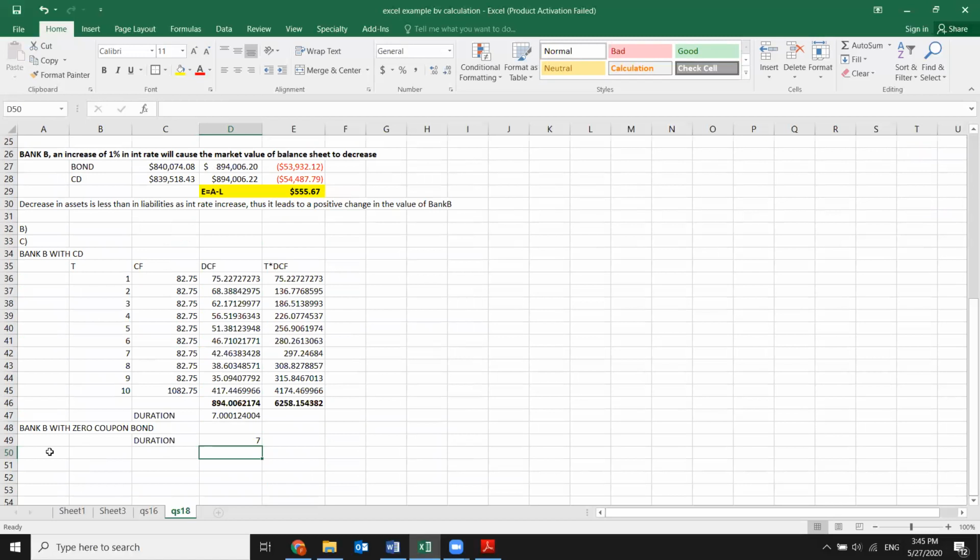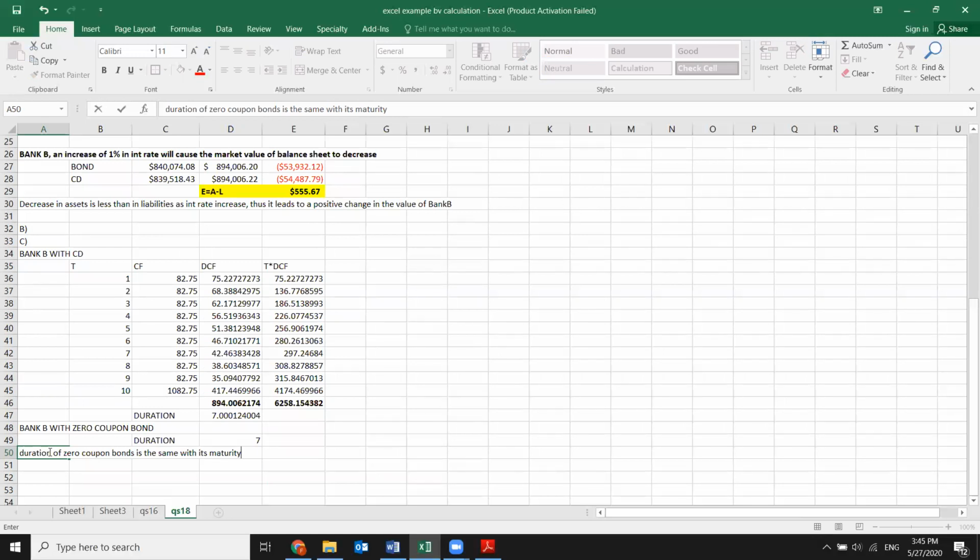Let me write the explanation for you to keep in mind. The duration of zero coupon bonds is the same as its maturity. So if the maturity is 10 years, your duration for the zero coupon bond will be 10 years.